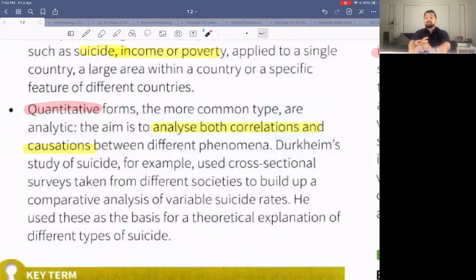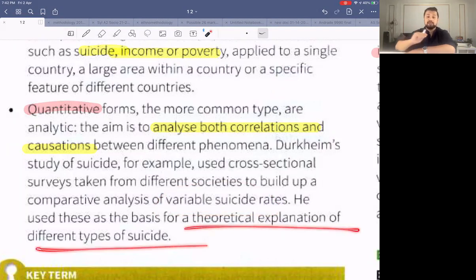In that case, if it is unemployment that is linked to, or correlated in this case to suicide, why blame the individual? Durkheim's study of suicide, for example, used cross-sectional surveys taken from different societies to build up a comparative analysis of variable suicide rates. He used these as the basis for a theoretical explanation of different types of suicides.